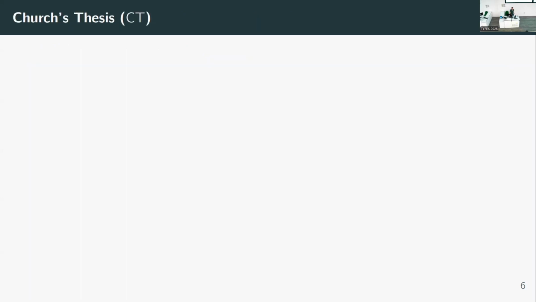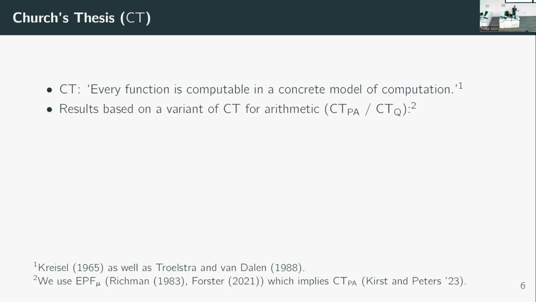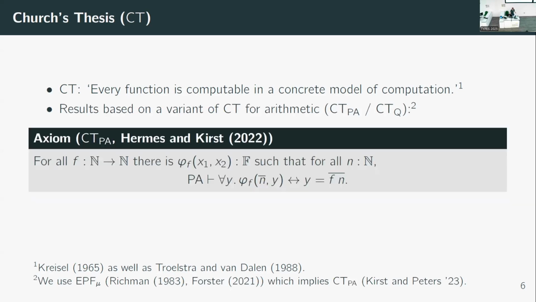So what did they do? Well, one of the key ingredients that we use is the axiom of Church's thesis. And it's a nice thing. It's an axiom in constructive mathematics stating that every function is computable in a concrete model of computation, or phrased a bit differently, in a constructive setting, if you've got a universal quantifier over functions, then this quantifier only ranges over computable ones. And the results that we recognized are based on a variant of Church's thesis for arithmetic.